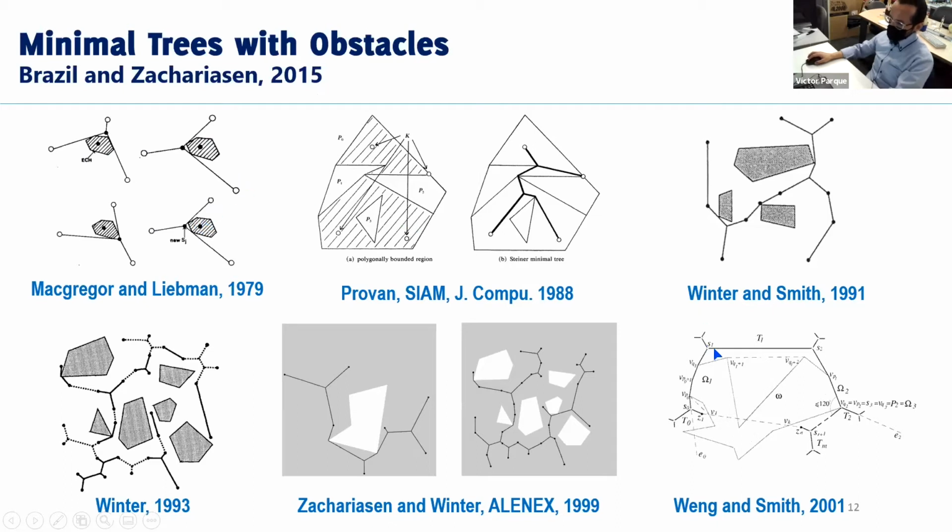And about 20 years ago came the case in which we can have non-convex obstacles. Zachariasen was also one of the first trying to provide the configuration of more complicated networks, or complicated configurations of Steiner trees, considering basically complex obstacles on the plane.